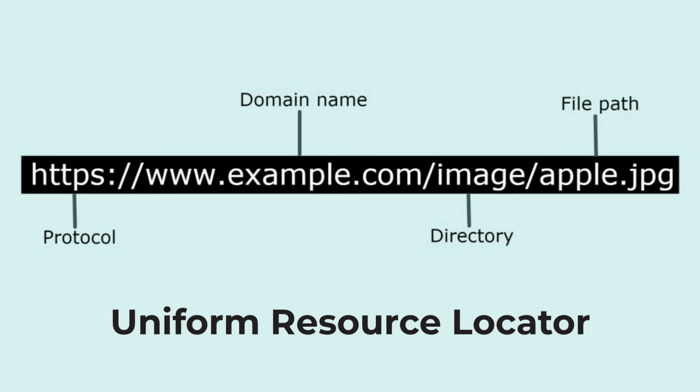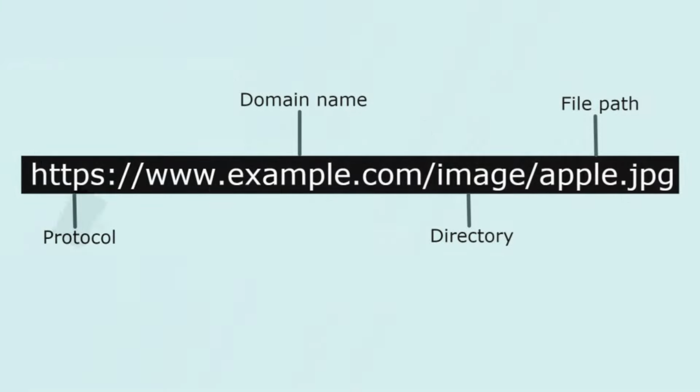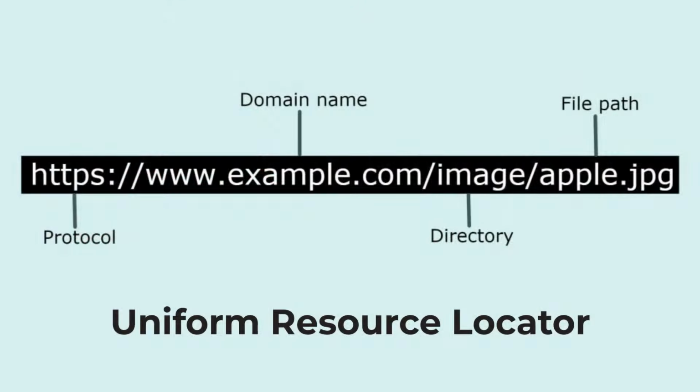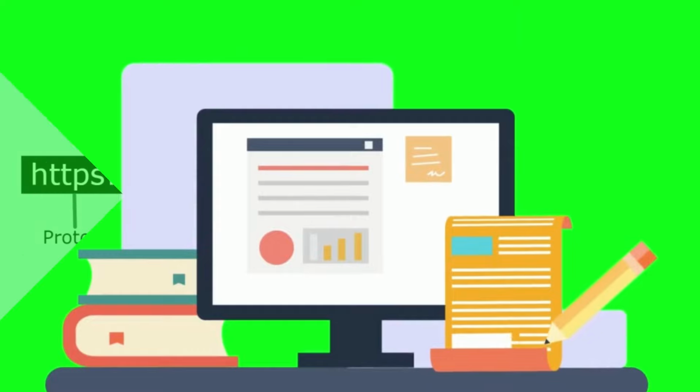URL stands for Uniform Resource Locator. A URL is a reference or address used to access resources on the internet. A URL is a string of characters that provides a precise way to identify and locate a particular resource, such as a web page, document, image, or any other file hosted on the World Wide Web. URLs are fundamental to the structure of the internet and are used by web browsers and other internet-enabled applications to retrieve and display web content.